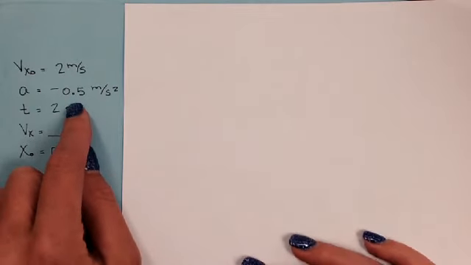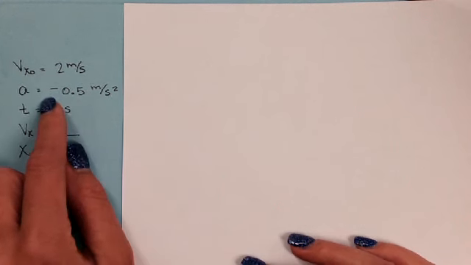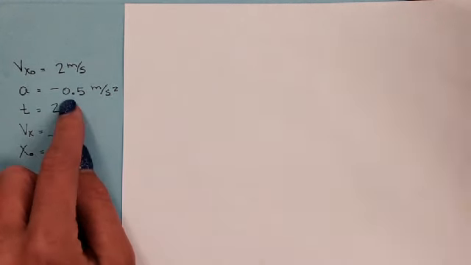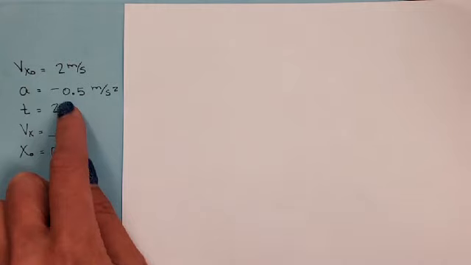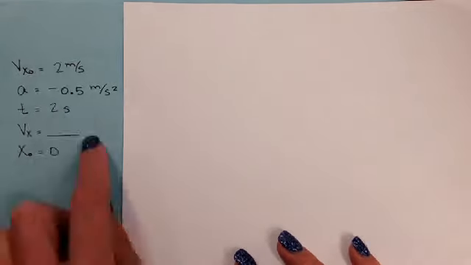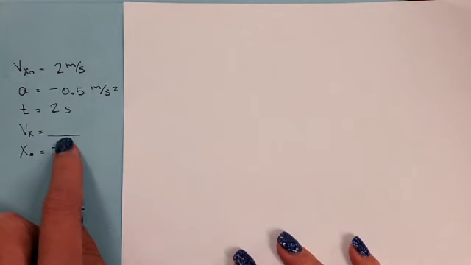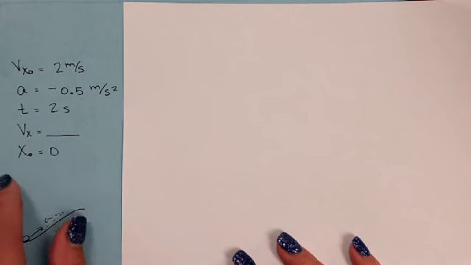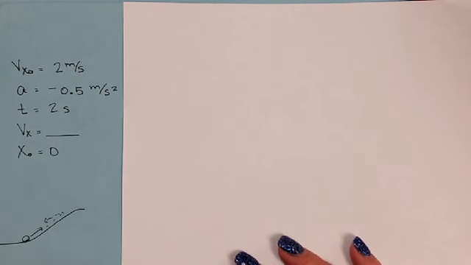So if it slows, that makes the acceleration negative. So they didn't tell us it's negative, but they did tell us it has a positive velocity and it's slowing down. So I have to know in my head to put the negative. And then it does this for a total time of 2 seconds, and it's asking for the final velocity. Okay? And it didn't say anything about initial position, so I can assume that that is 0.